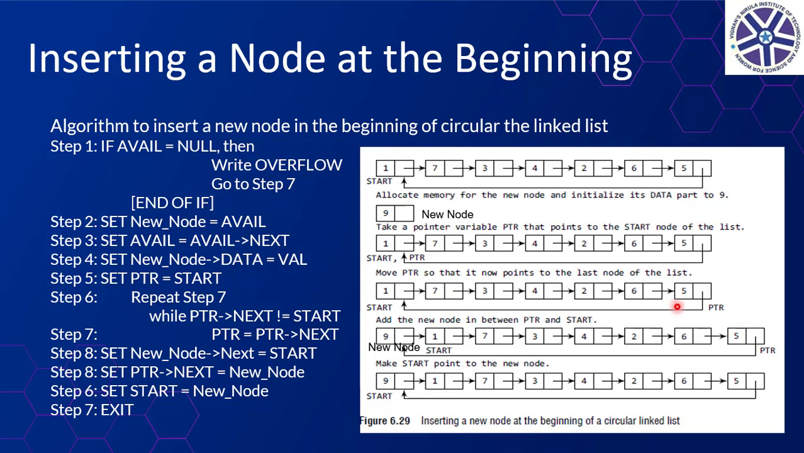So now what do we have to do? After this node, between this node and the start node, we need to put the new node. So we need to modify 2 links here. Let us see how we are going to do that. New node to next equals to start. This is the new node, so new node to next equals to start.